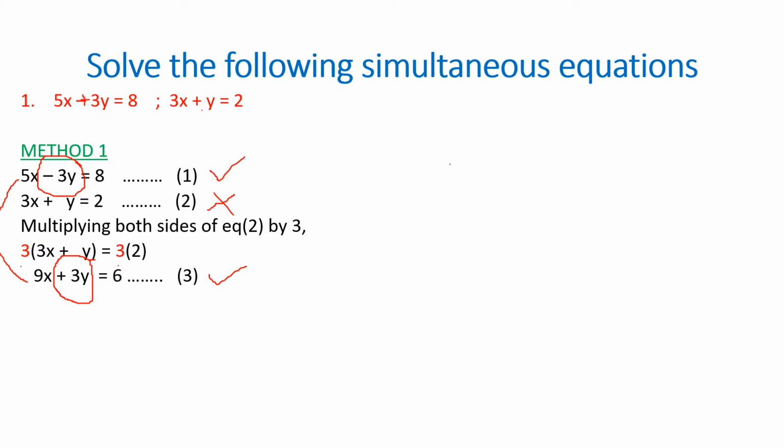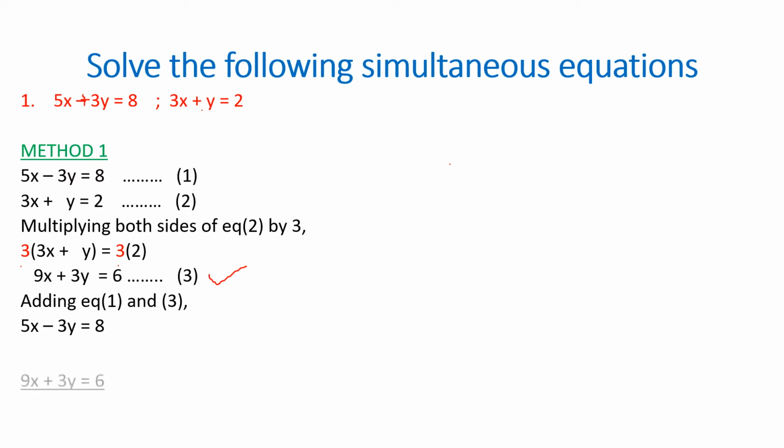You have to decide whether you have to add the equations or subtract the equations. As I have told you earlier, if you have opposite signs, you are going to add, and if you have similar signs, you are going to subtract. Since there is minus 3y and plus 3y, we will add equation 1 and 3. So when I add equation 1 and 3, what do I get? I write down the first equation, then the third equation, and then I add them.